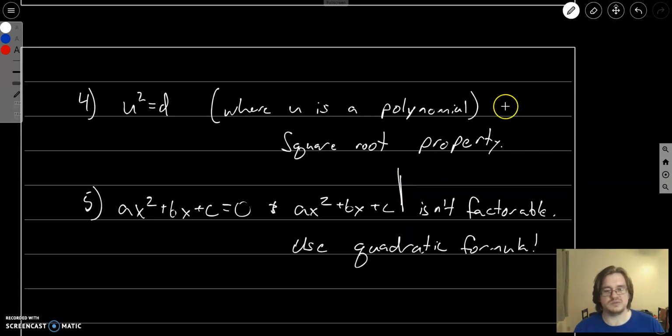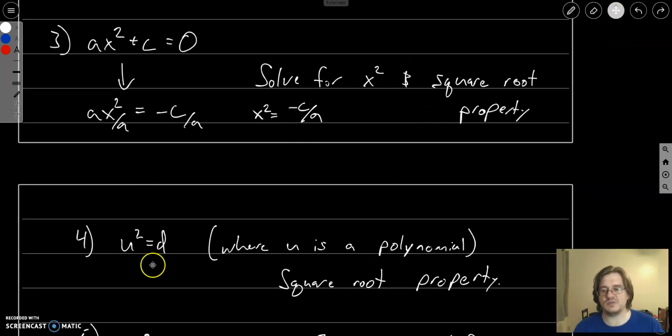Now, more generally, it could be that I have some expression squared. So for example, I could have x plus 2 squared is equal to 3. So here u is just going to be any polynomial, and if I have that squared is equal to 3, well, I can start taking square roots and solving that pretty easily.